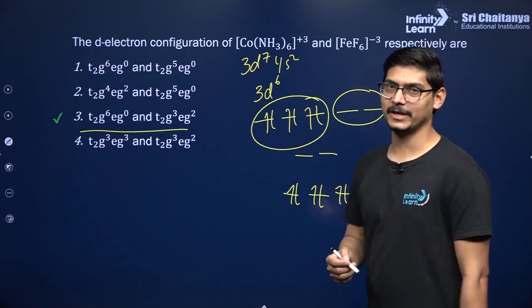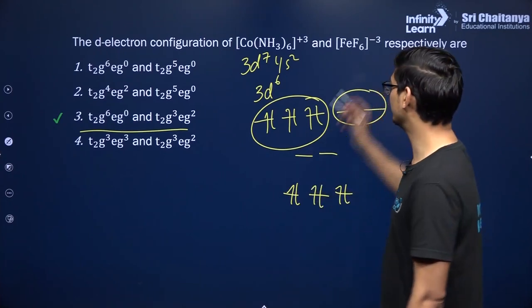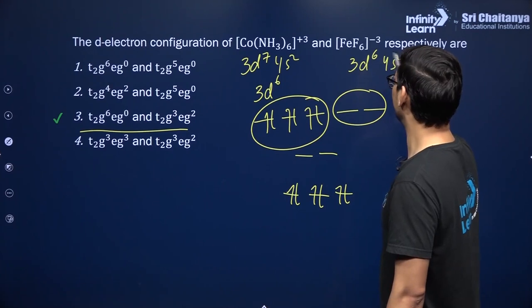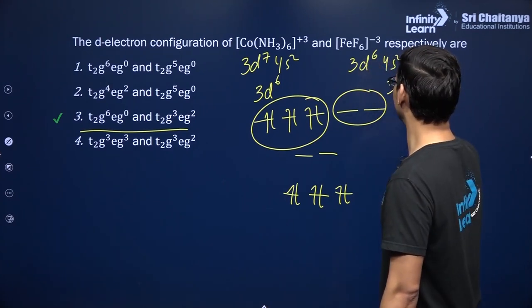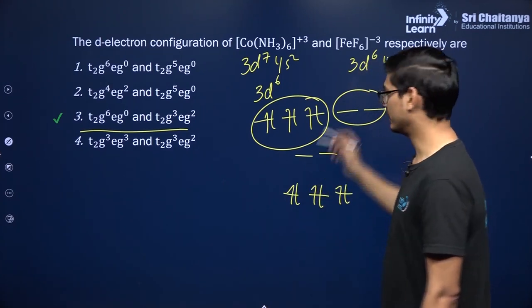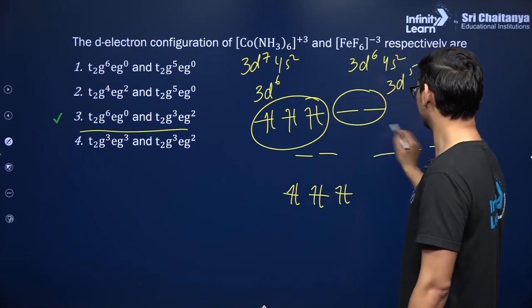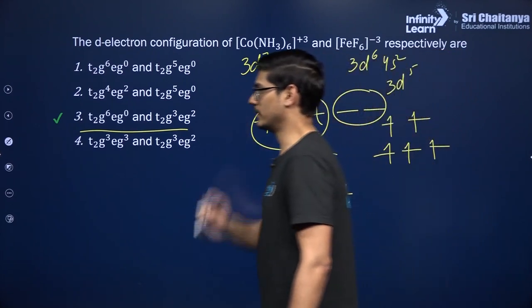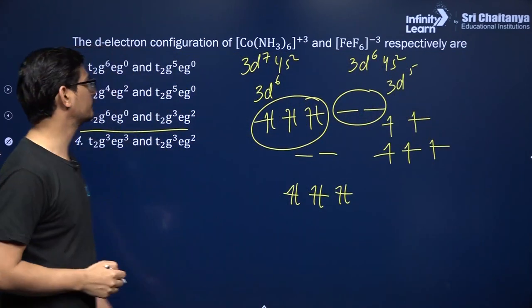In case of iron, fluoride is a weak field ligand, it cannot force pairing of d electrons. So here iron, it is 3d6 4s2, plus 3 meaning it is 3d5. So yes, it has 3 electrons in t2g orbitals and 2 electrons in eg orbital. So that is the correct answer to this question.